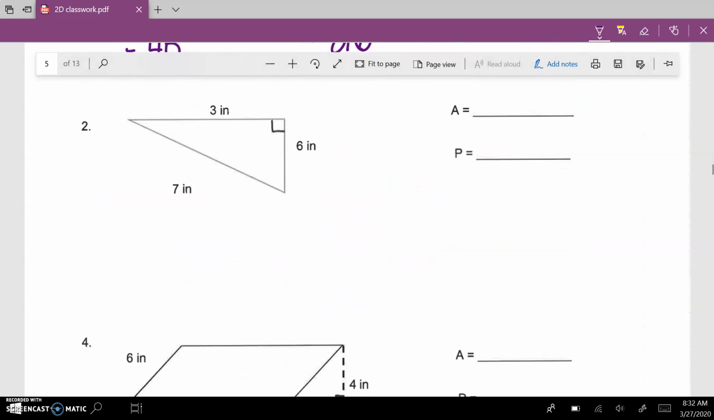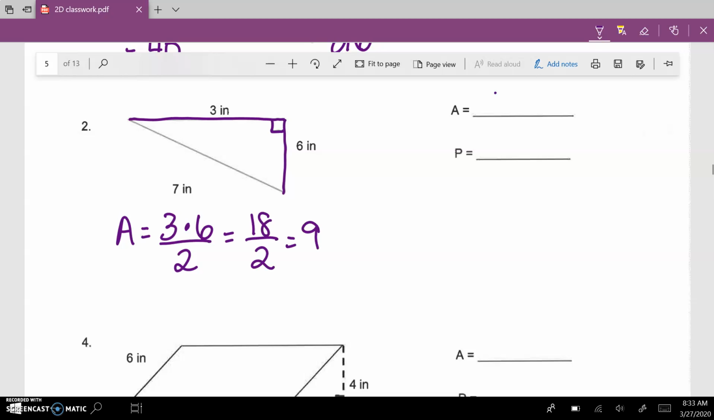Now in number 2 here, we've got a triangle. My area of my triangle is my base times height divided by 2. Now remember, the base and the height have to make this little right angle guy, which they gave you here. So my base in this case is 3 times my height, which is 6, divided by 2. 6 times 3 is 18 divided by 2, which would give us 9. Now we are in inches, so it'd be 9 inches squared.